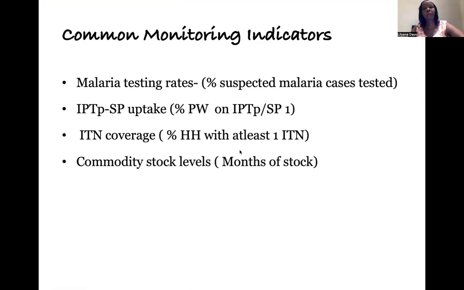Some of the common monitoring indicators include, for instance, for malaria testing rates, we could look at the proportion of suspected malaria cases tested. On IPTP SP uptake, we could look at the proportion of pregnant women on the first IPTP. On ITN coverage, we could monitor the proportion of households with at least one ITN. And for commodity stock levels, we can decide to monitor the months of stock of the various malaria commodities.